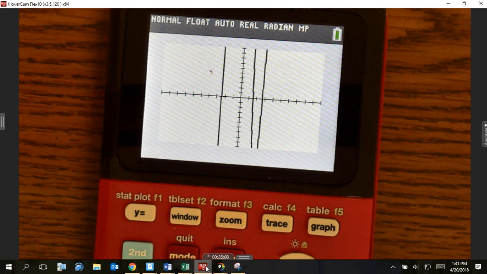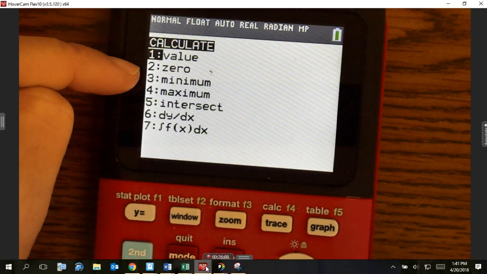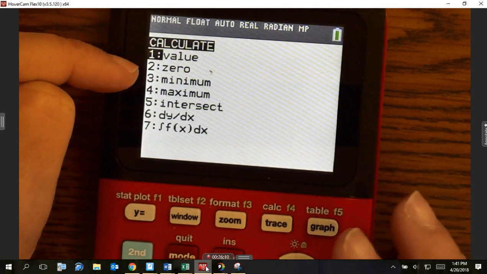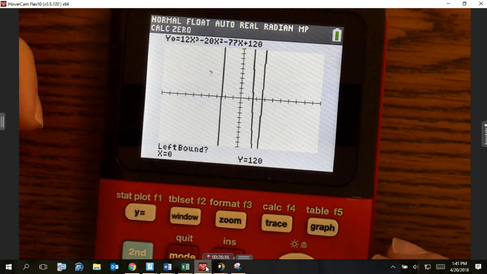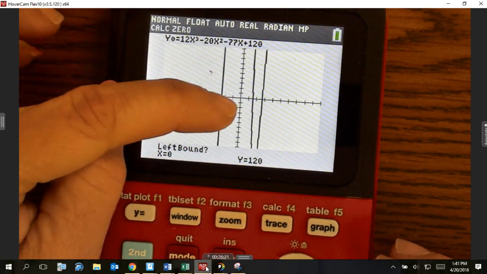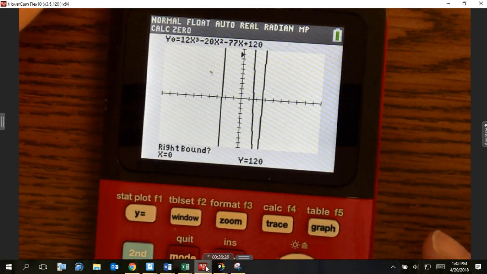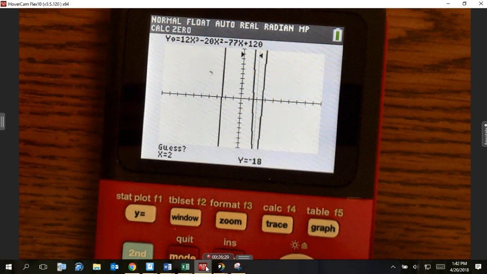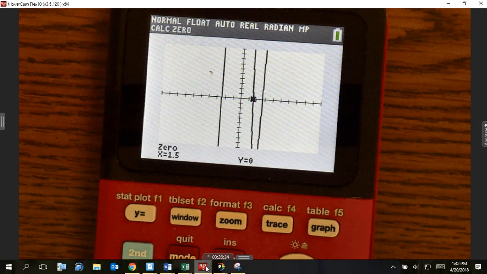Let me show you, if you're unsure, how you can find the zero. Go to the calculate button, second trace, and we're going to push 0. It says left bound. Which one were you thinking, Charlie? 1.5? Okay, so if we think it's 1.5, let's pick something to the left of 1.5. That's 0, enter. And then something to the right of 1.5, so 2, enter. And then guess. We were guessing it was 1.5. Enter. Was it 1.5? Yes.